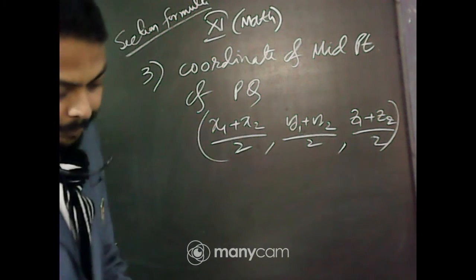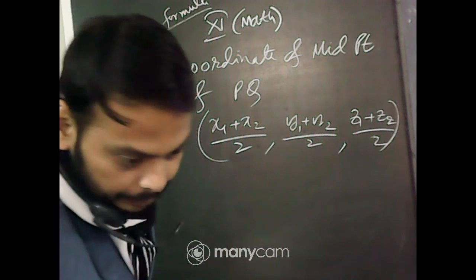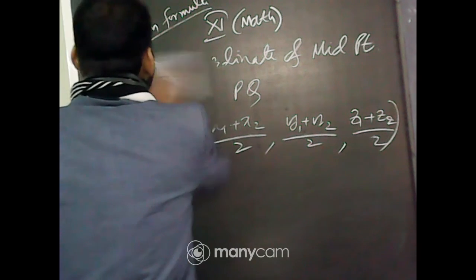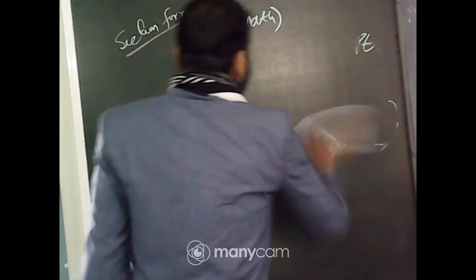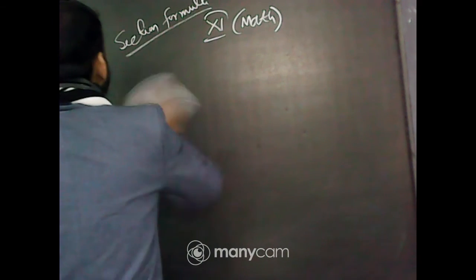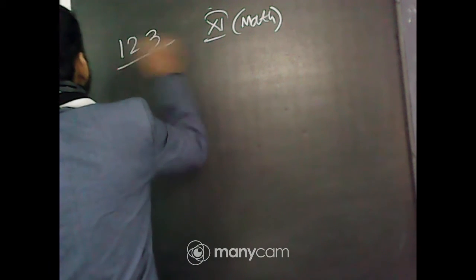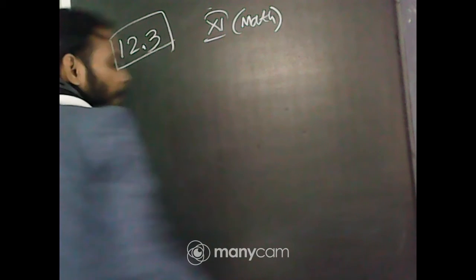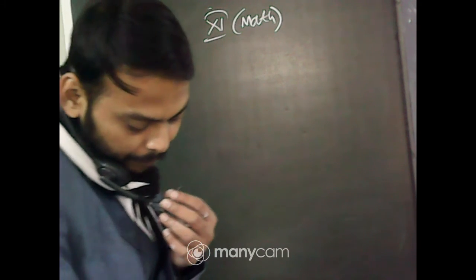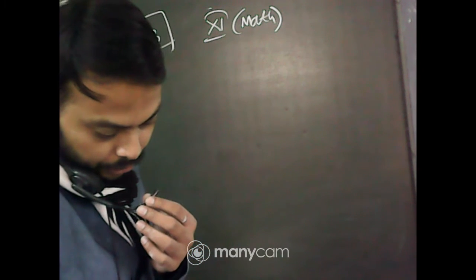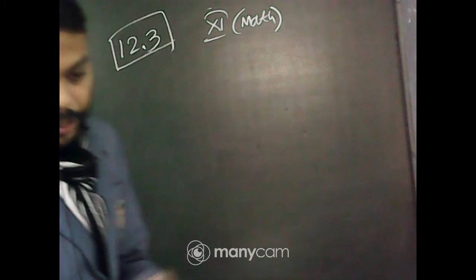Okay. Now move on to the exercise, that is page number 277, exercise number 12.3. Find the coordinates of the point which divides the segment joining the points given here, minus 2, 3, 5 and 1, minus 4, 6, in the ratio internally 2:3, externally 2:3.